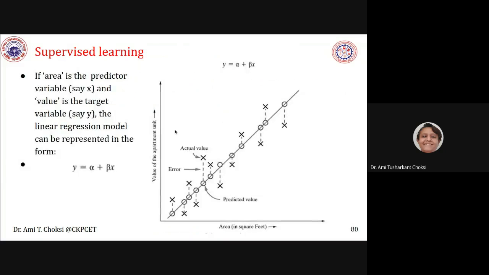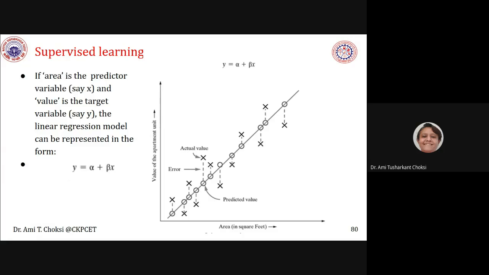Let me show you. See, here what is that? This is the x-axis where we have considered the area, and the y-axis where we have considered the value of the apartment unit. Now, what is regression, or we can say the linear regression model? Let me tell you at least the idea. Linear regression follows the equation y = alpha + beta x. That is, it follows the equation of a line.